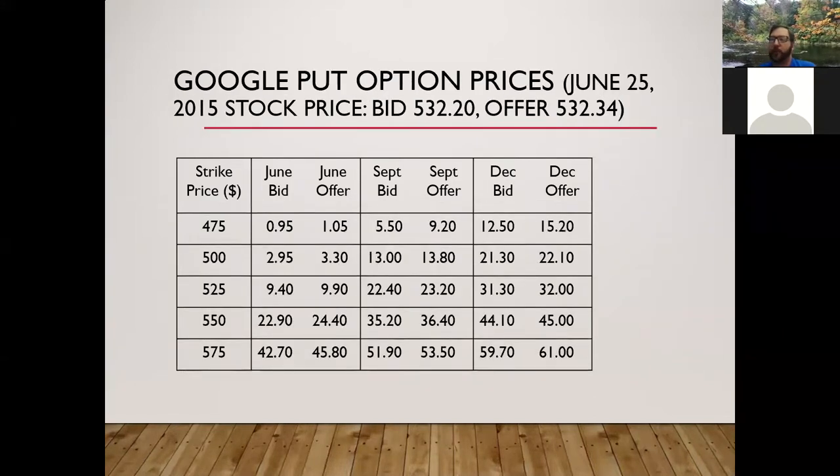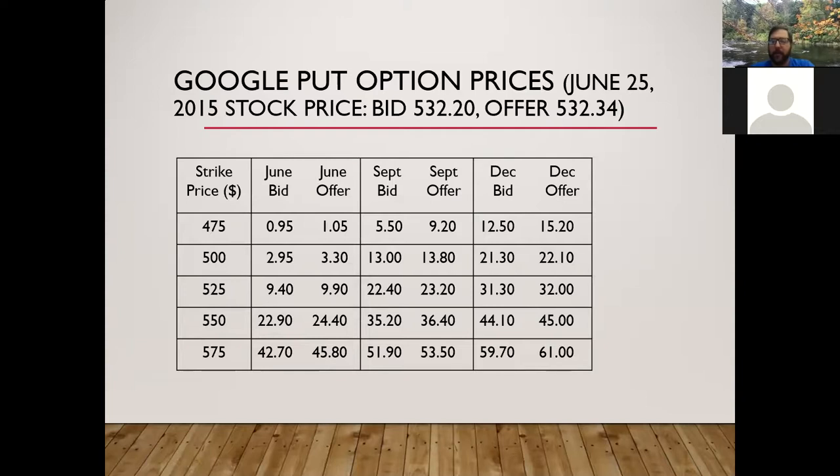So this is an example of the put prices, and you notice the relationship is the opposite, right? Up here, these high numbers, these are the ones that are in the money. These low numbers are the ones that are out of the money, right? Because I could sell it at 475, but I could sell it in the market at 530. So I'm definitely going to want to sell it in the market for the 530, not the 475. But again, there is some value there because Google could crash.